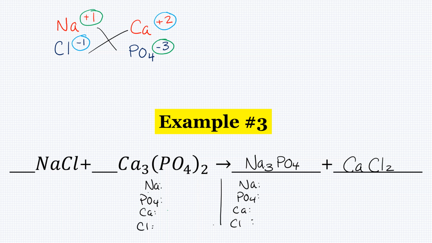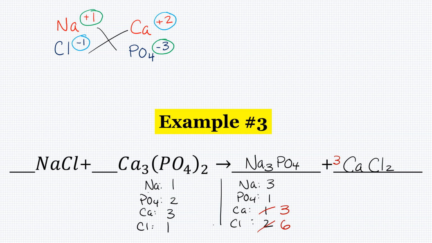Okay, so I'm going to list out everything I have. All right, and then it's just a matter of balancing here. So let's see. I'm going to go from the bottom up. Let's do the chlorines first. Actually, let's do the calciums first. So I notice that I've got 3 on the left side. So I'm going to put a 3 here to balance out. So that'll give me a 3. And I'm going to have 6 chlorines.